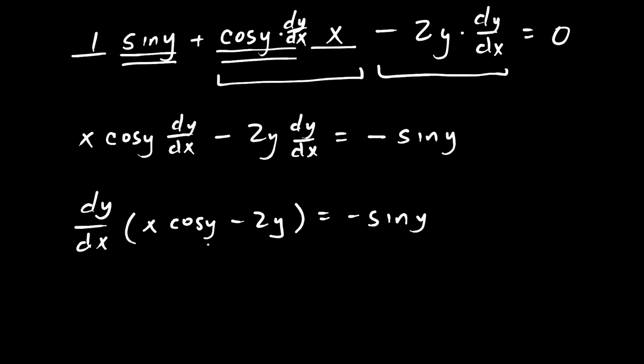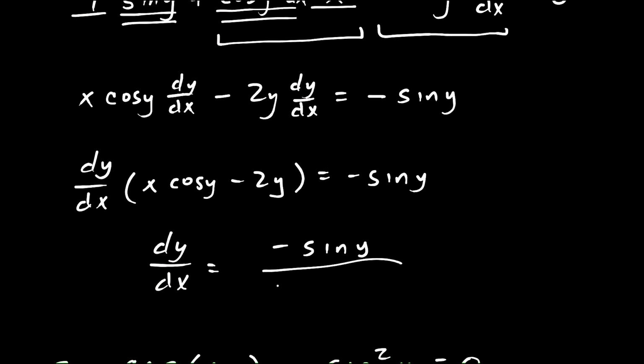And same last step, we're just going to go ahead and divide both sides by x cosine of y minus 2y. And that will leave us with our final answer of negative sine of y over x cosine of y minus 2y.